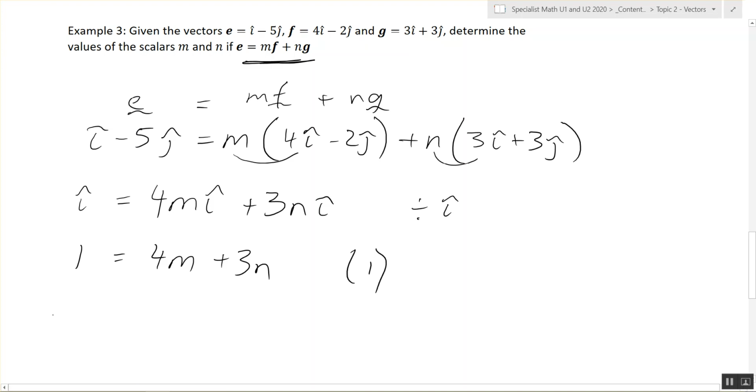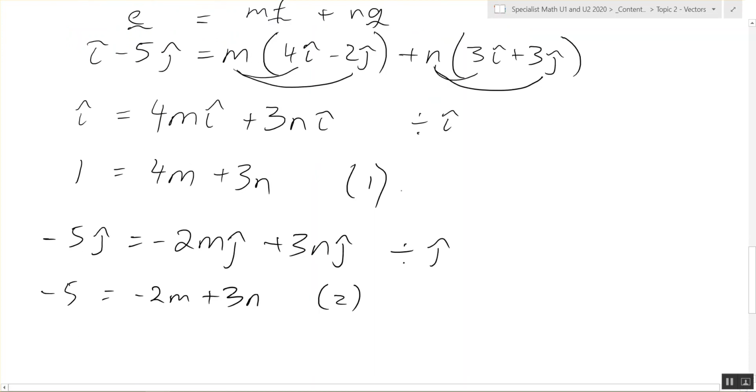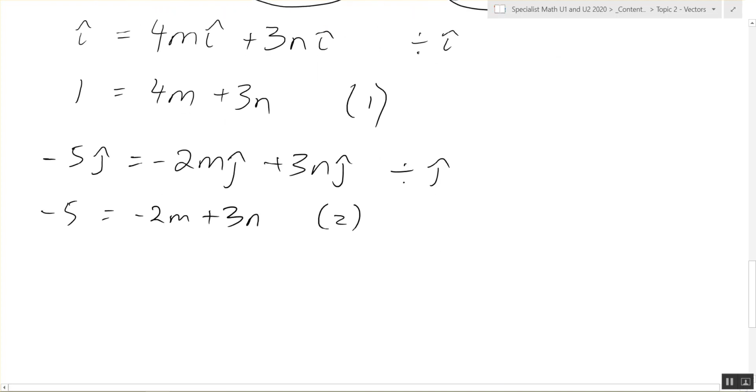Now we look at the j's. We got negative 5j by j's. We're left with... Now if you look at the first equation and the second equation, it is a simple elimination. So we can just take equation 1 from equation 2 and that will eliminate the n's. So you need to communicate this. Equation 1 minus equation 2.